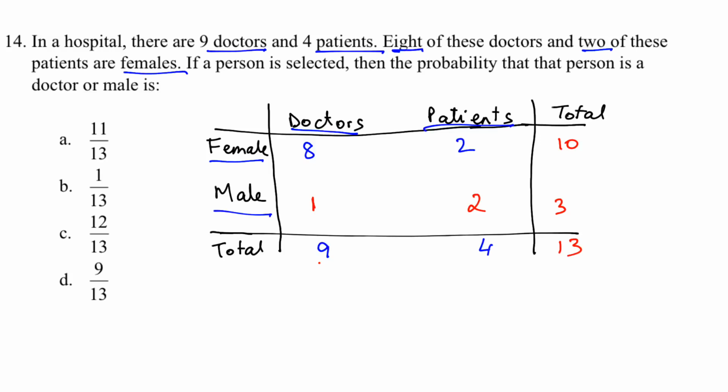The question tells us to find the probability that the person is a doctor or male. Or means union. So union means you add everything that is there. So we have doctors plus male: 8 plus 1 plus 2, 11, over the total, which is 13. Answer is A.